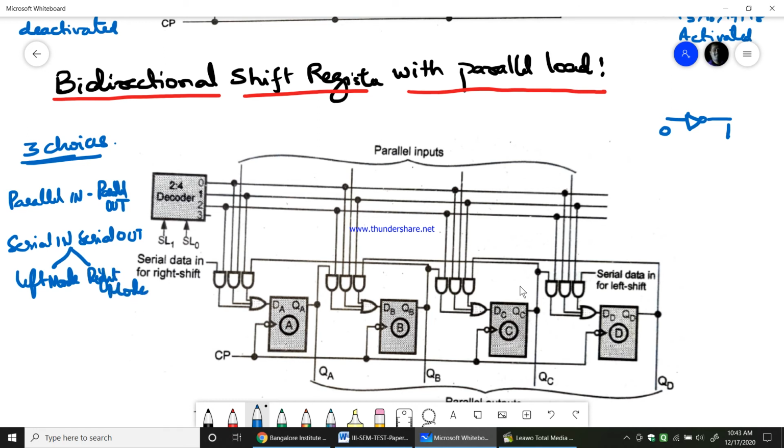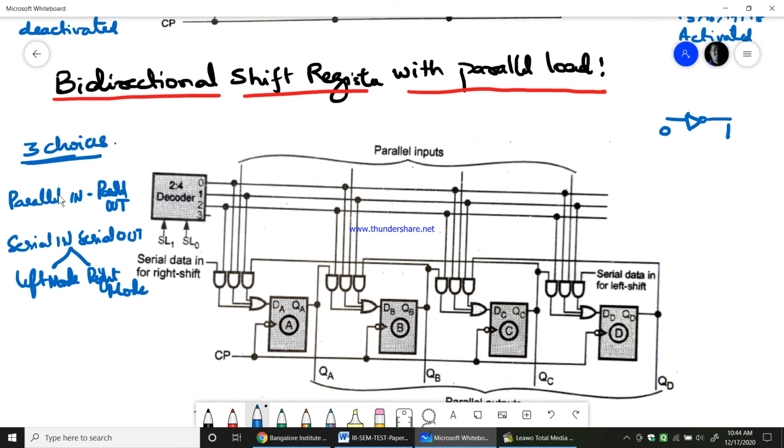All these operations should be done in a single diagram. That is what we are doing. Parallel in, parallel out, serial in, serial out, where again left mode and right mode operation, which we are working on. So, how to do this? How to work on this particular thing? Choices should be given.